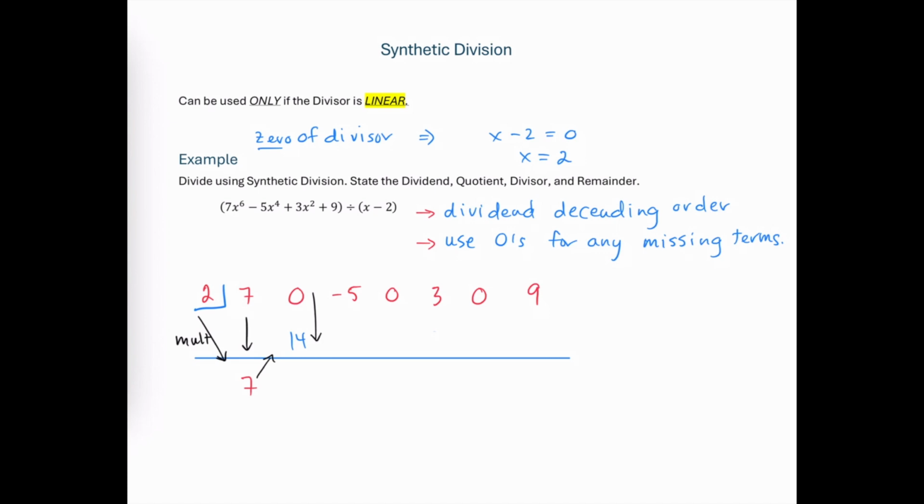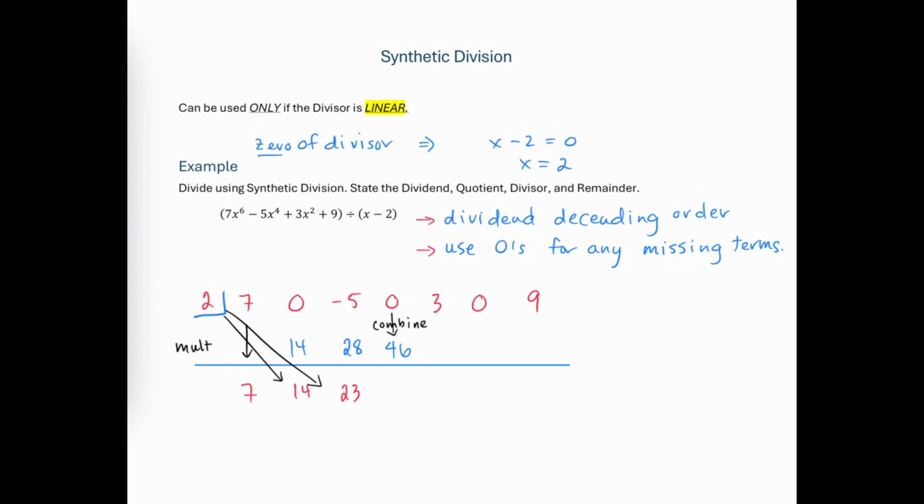Then we're going to combine down. 0 combined with 14 is 14. And we repeat this pattern, multiplying 2 now by the 14. That product comes up under the next coefficient. 2 times 14 is 28, and 28 is written under the 5. Again, we're going to combine down. Negative 5 combined with 28 is positive 23. We multiply on the diagonal. 2 times 23 is 46. And we combine down. 0 combined with 46 is 46.